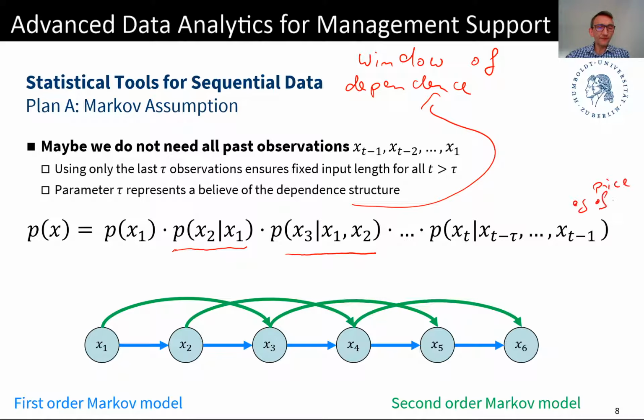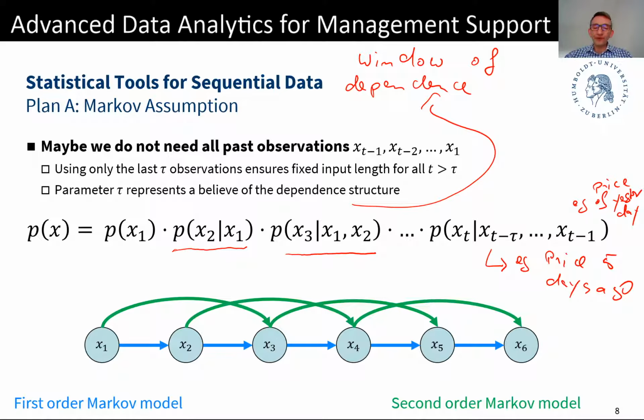price of yesterday, and it was certainly a better idea to write it here where I have no space, and xt minus tau, maybe that could be, depending on our setting of tau, the price 5 days ago, if we set tau to 5, right?